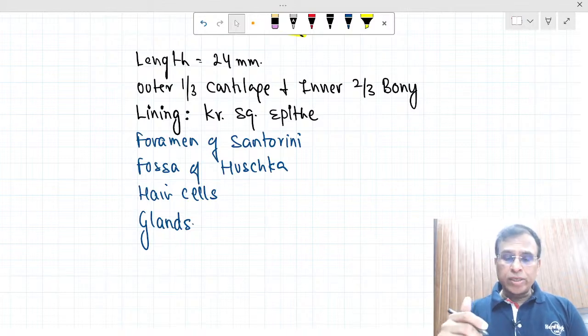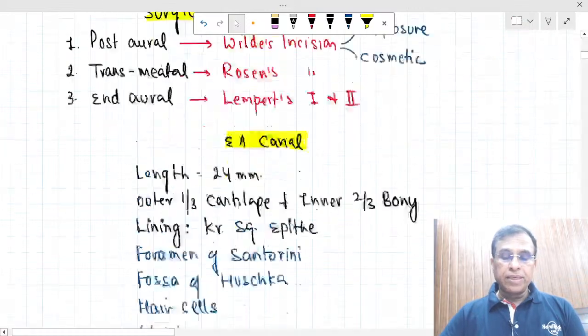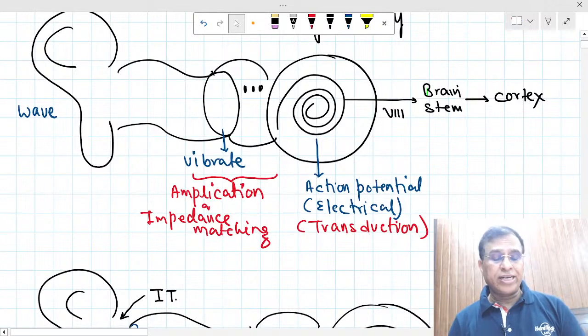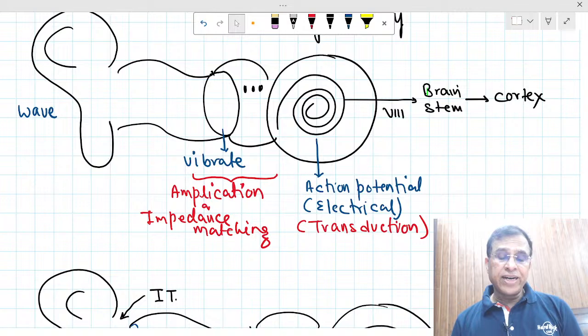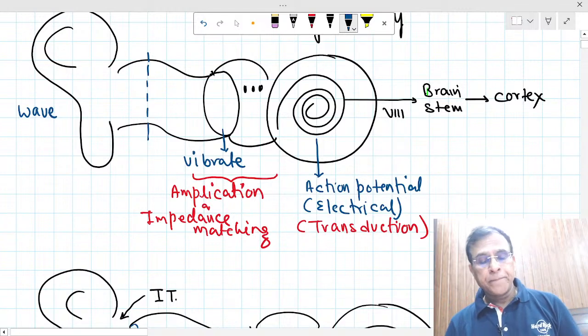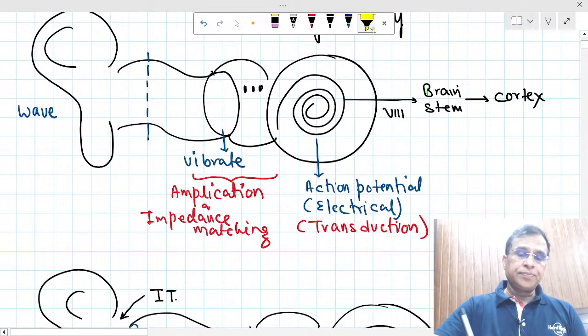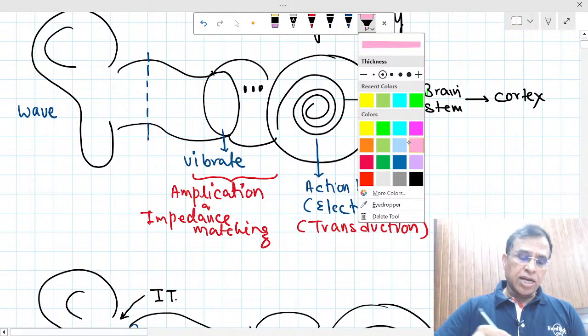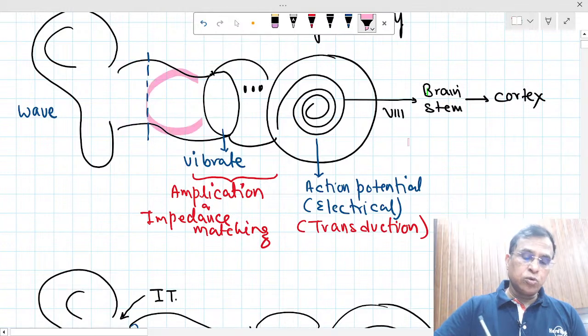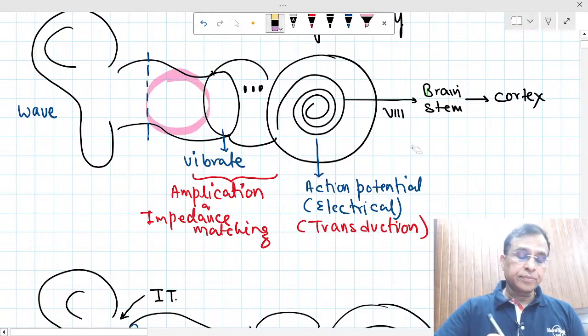Now I'll come to this slide, but let me use this diagram that I drew, the first line diagram. Look at the canal. Now if I divide this canal into two parts by drawing this dotted line, let's say this is the outer 1/3 which is cartilage, and this is the inner 2/3 which is bony. Look at the cartilage part which is close to the pinna.